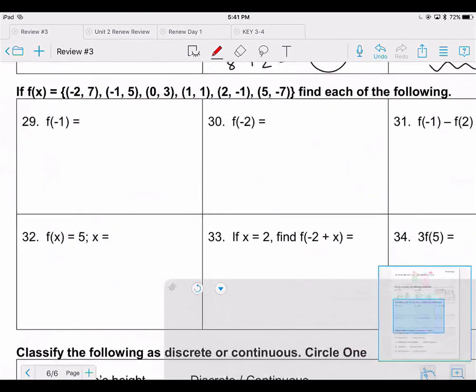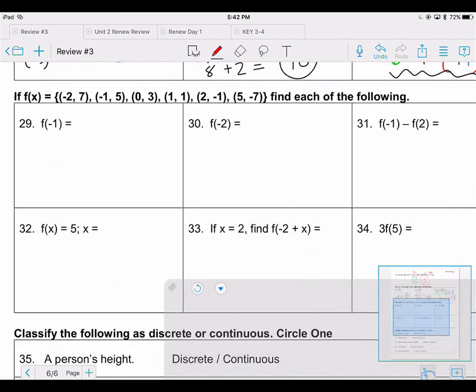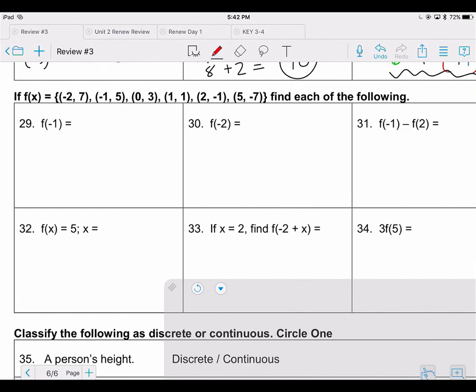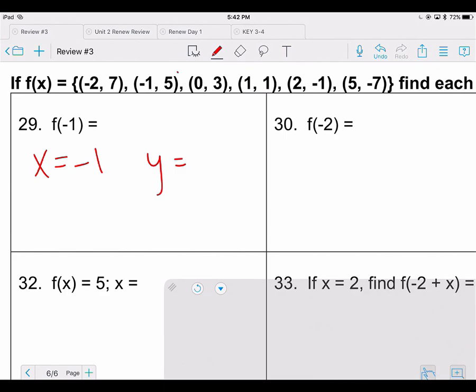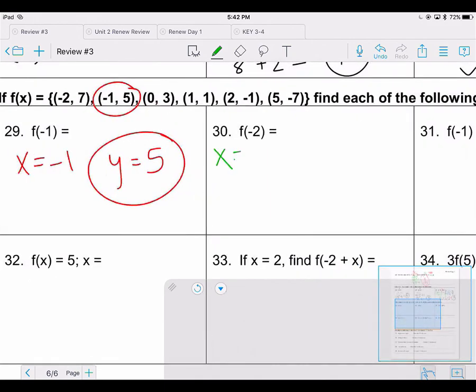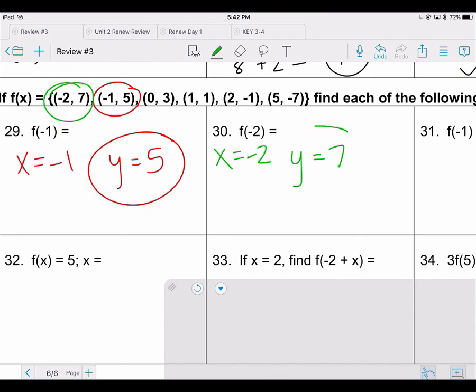Problems 29 through 32. They are asking us to use f of x, well, I guess 29 through 34, excuse me, to find the following. So 29, f of negative 1, they're saying x is negative 1, what is y? Well, x of negative 1 is here, y is 5. Problem 30 is saying x is negative 2, what is y? When x is negative 2, y is 7.